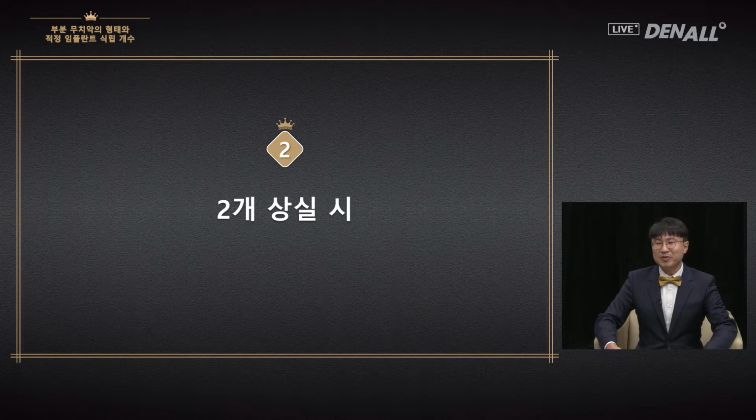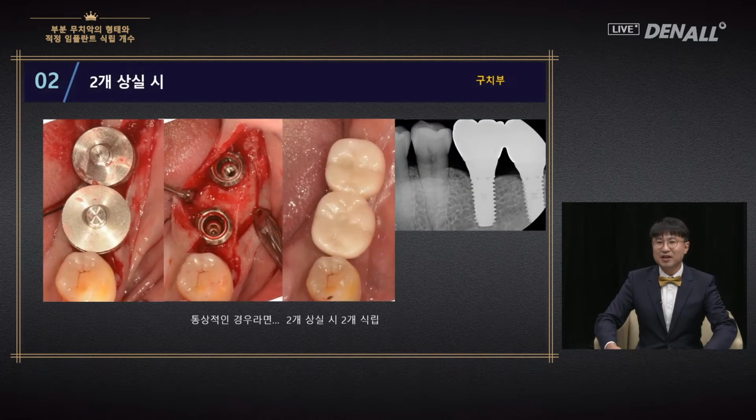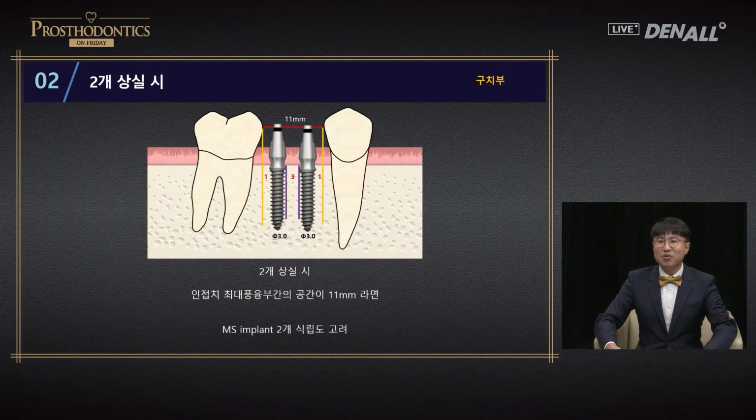Let's look at two missing cases. In general, if 2 teeth are missing, I would place 2 implants. When space is tight, it's a problem. I consider various options between 11.1 mm to 12.9 mm. If I am to place 2 11 mm implants, I would choose MS implants.